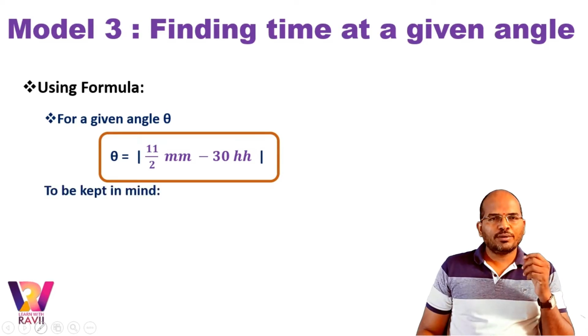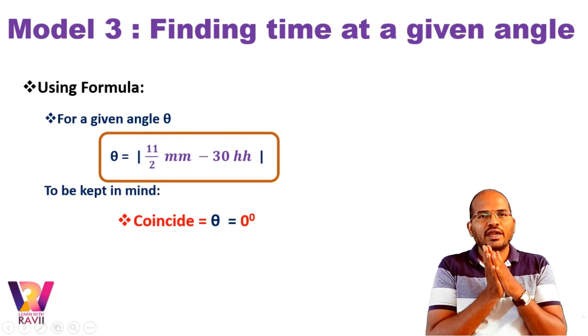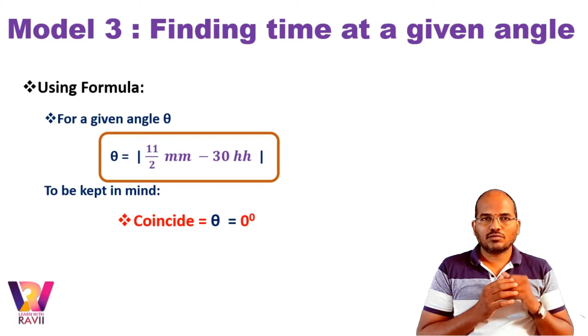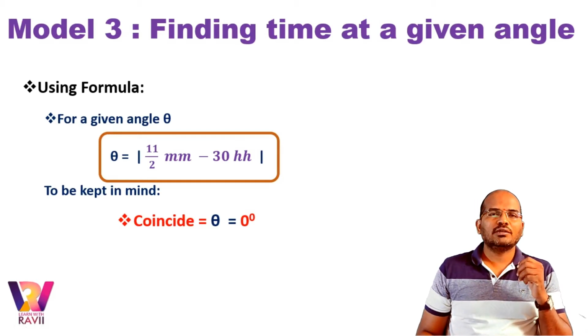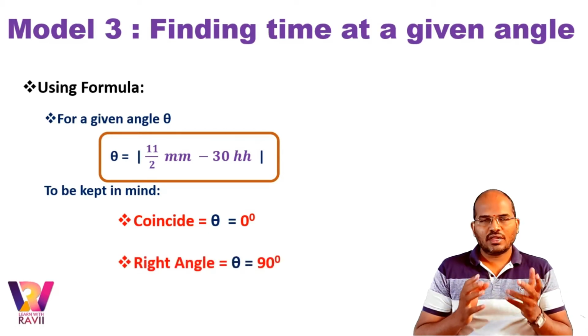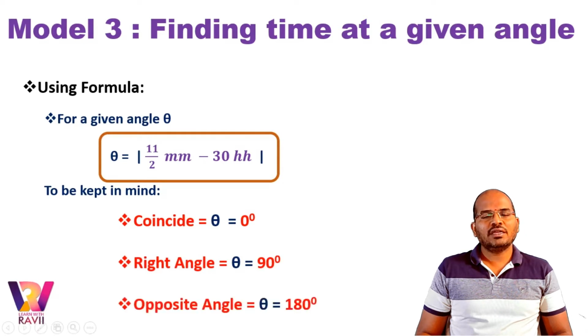There are a few things to be kept in mind. We have a word called coincidence. When two hands coincide with one another, the angle theta is 0 degrees. Please keep that in mind. Similarly, you know that at right angles the angle is 90 degrees. And when somebody says the word opposite, it means that theta is 180 degrees.